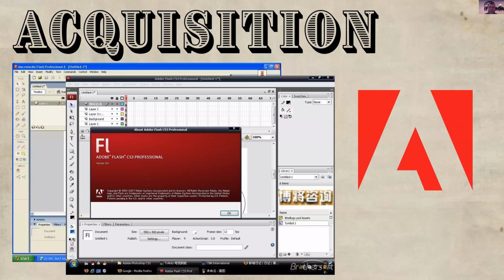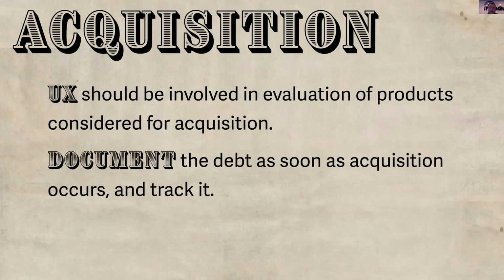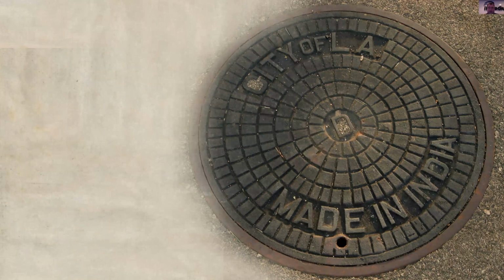So what can we learn from this? First, that UX should be involved in the evaluation of products that are under consideration for acquisition. You're not necessarily going to be the ones making any final decisions about whether or not they should be acquired, but you should at least be aware of what's coming down the pike and document that debt as soon as the acquisition occurs so that you can track it and develop strategies to deal with it. Now, that's one way of taking on debt.